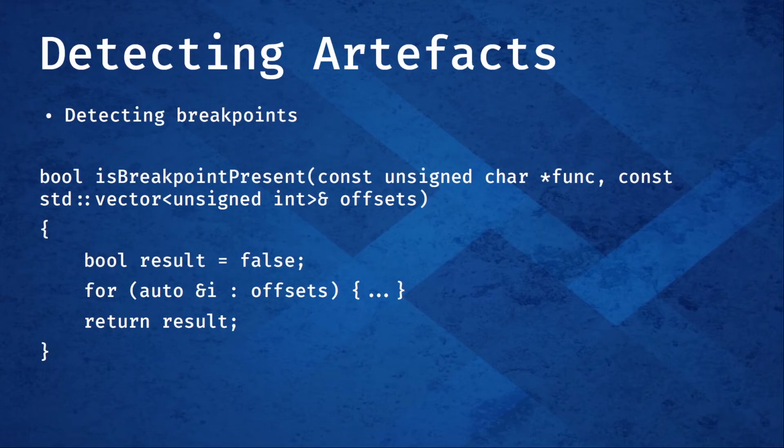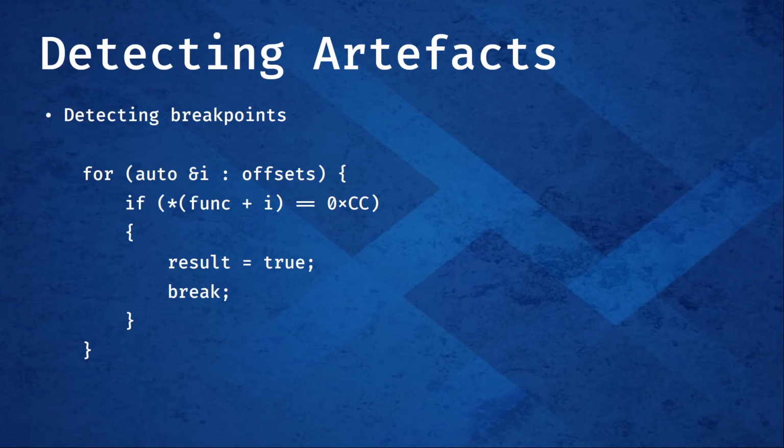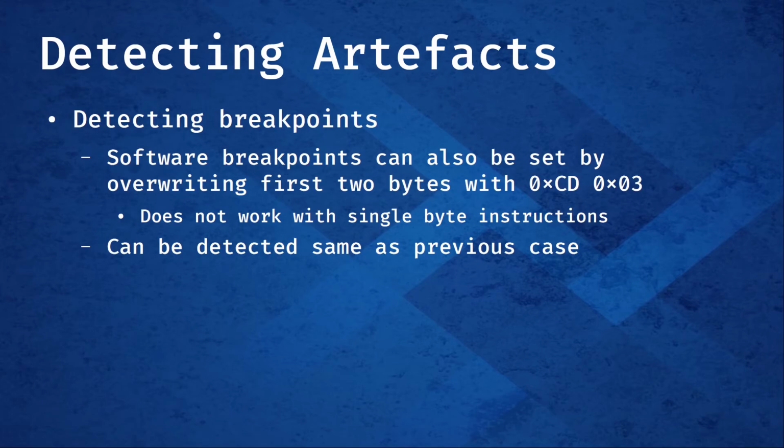The most common, or we can say the easiest, method is to take a pointer to where our function is starting, and then take a list of offsets to instructions. So basically we have the first address, and then we have offsets or indexes where all the instructions are stored, and then we simply loop over them and compare their first byte with 0xCC. If 0xCC is found, we can say that the breakpoint is set, otherwise we can say that the breakpoint is not set.